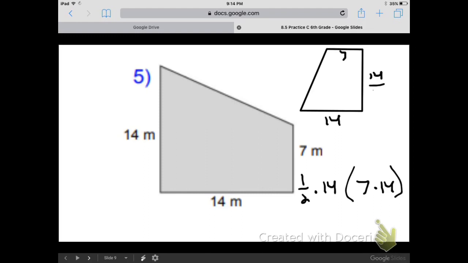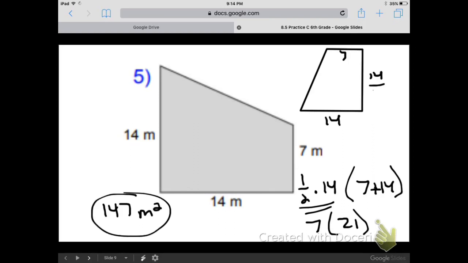Alright, so this is going to be pretty big. We could do this first. We could take half of 14, this part right here. Half of 14 is 7. The inside part, which we're going to actually add together, not multiply, 7 plus 14 is 21. We multiply that. 7 times 21 is 147. And once again, remember unit of measure, which is meters squared.